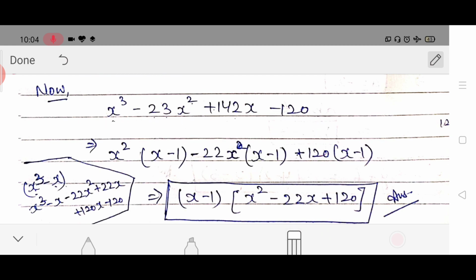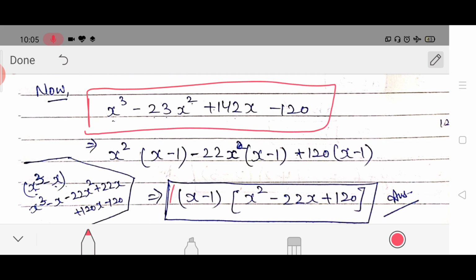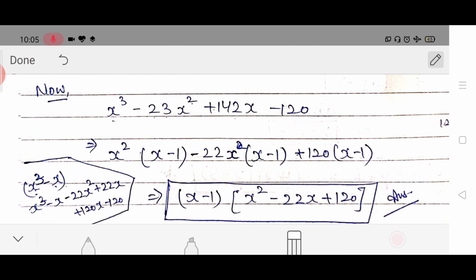So now you can see what we have done here. We have taken x minus 1 common from both these terms, that is x minus 1, and what is left here is x square, what is left here is -22x, and what is left here is +120. So we can say that our given polynomial is the product of this and this. So we can say both these are the factors of the given polynomial.